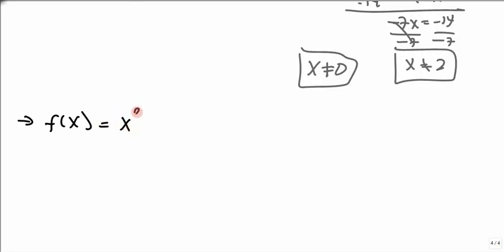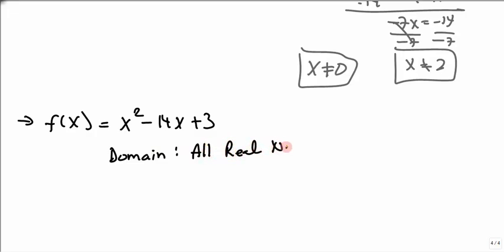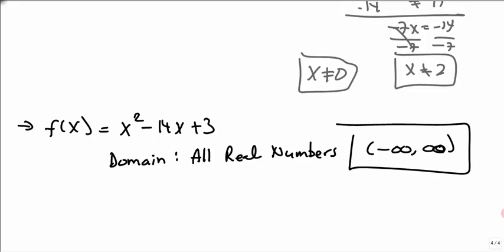Let's look at x squared minus 14x plus 3. There's no square roots, there's no fractions with a denominator, so my domain would be all real numbers then. Now all real numbers in interval notation is negative to positive infinity. And of course we never bracket infinity. Negative to positive infinity is my domain then.